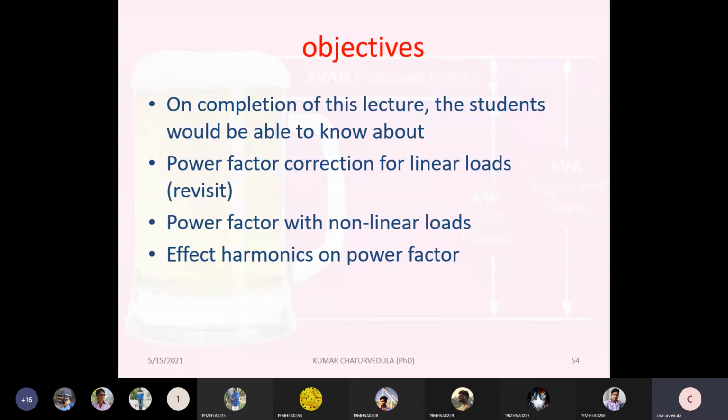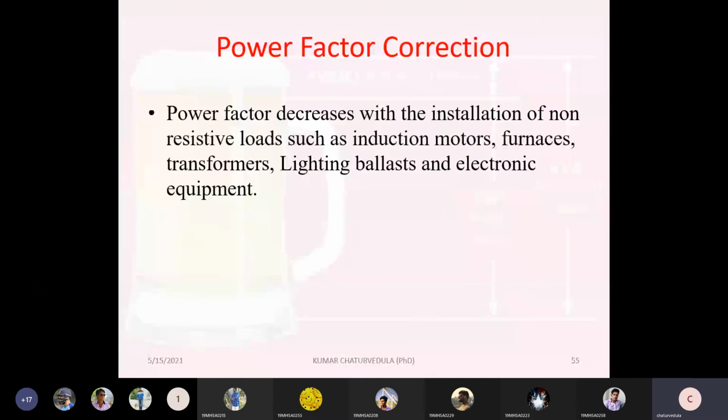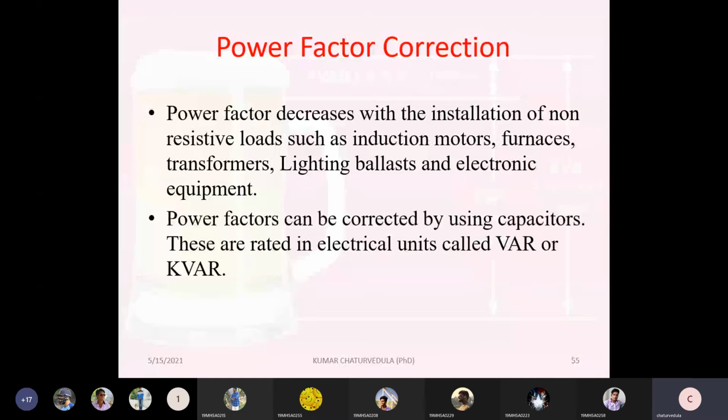I will be moving on to the next topic, where we will discuss the different power factor correction methods for linear loads. Power factor correction methods are nothing but the use of static capacitors, synchronous condensers and phase advancers. These are the power factor correction methods for linear loads, which we have already covered. Now we will be seeing power factor with non-linear loads and the effect of harmonics on the power factor.